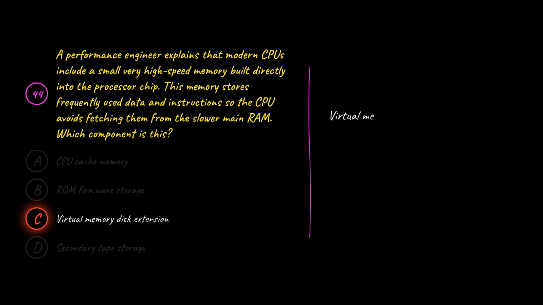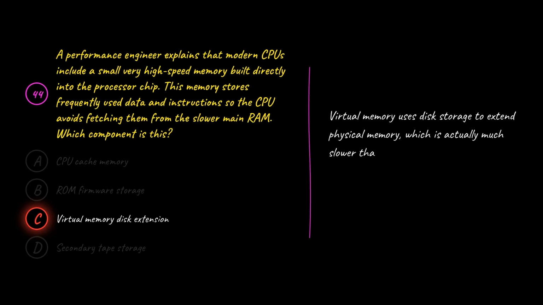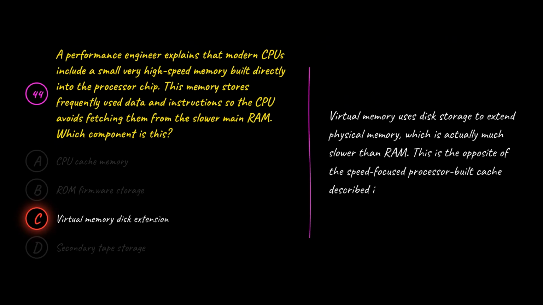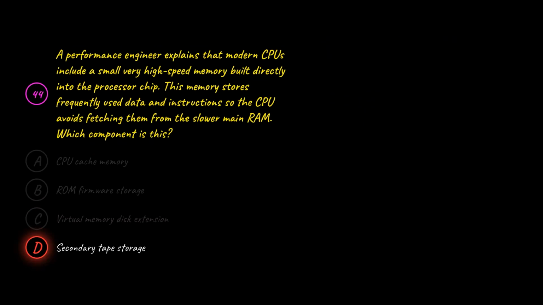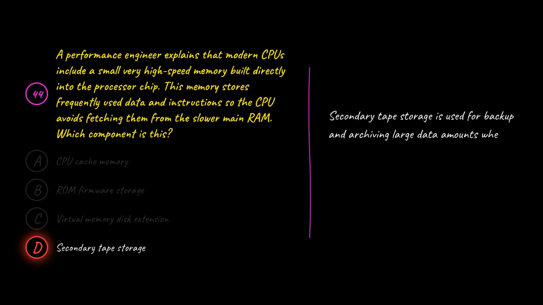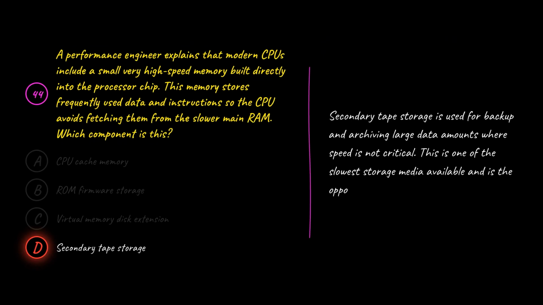C is wrong because virtual memory uses disk storage to extend physical memory, which is actually much slower than RAM. This is the opposite of the speed-focused processor-built cache described in the scenario for accelerating data access. D is wrong because secondary tape storage is used for backup and archiving large data amounts where speed is not critical. This is one of the slowest storage media available and is the opposite of high-speed CPU cache memory.